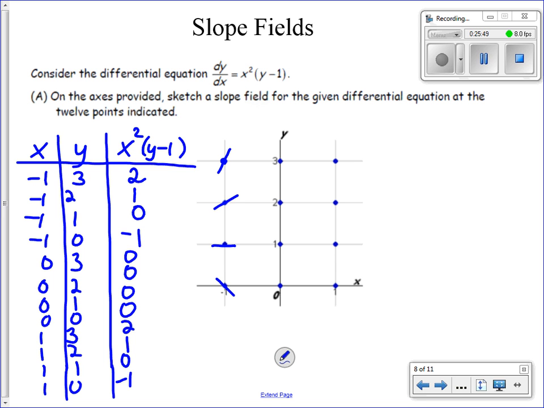Okay, then all of these were pretty easy because you end up with 0 as your slope. And then at 1, 3, again, we have a slope of 2, then a slope of 1, then a slope of 0, and then a slope of negative 1.